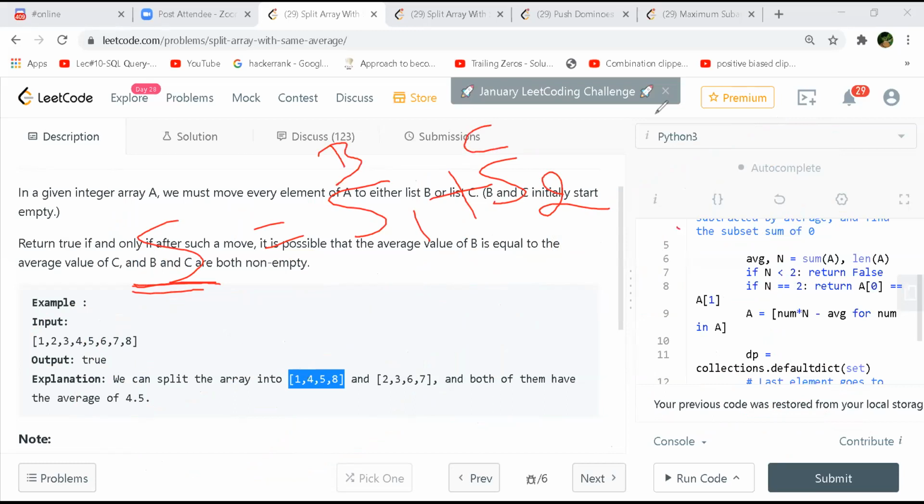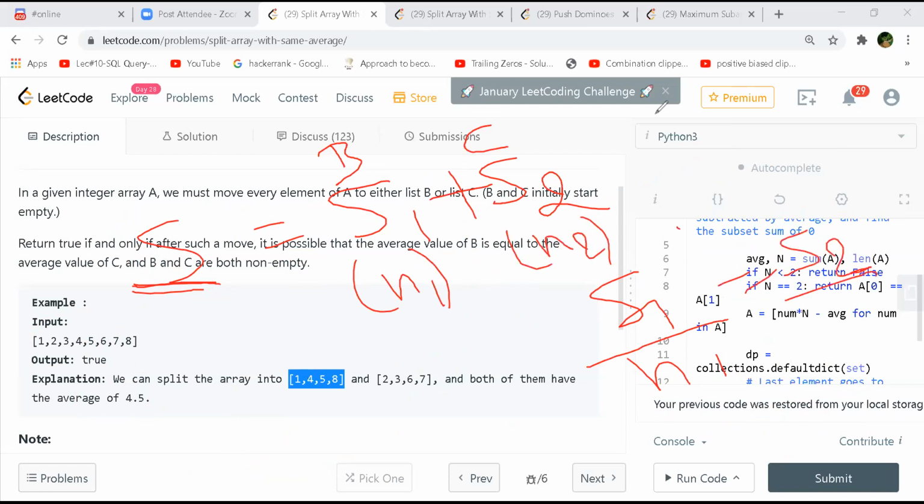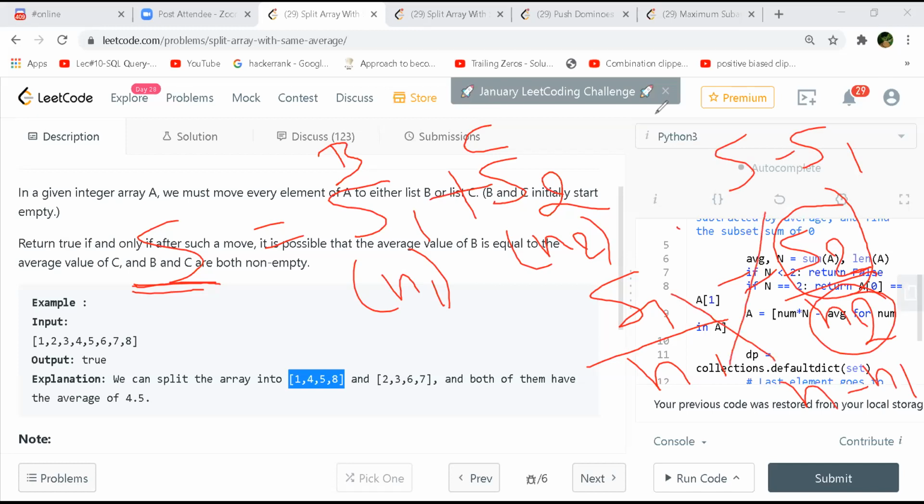And they are telling us that if N1 elements are in S1, the average will be S1 upon N1, and the average of S2 will be S2 upon N2. Now S2 you can write as S minus S1, and N2 as N minus N1. If you cross multiply, these two and these two, you boil down to that equation.